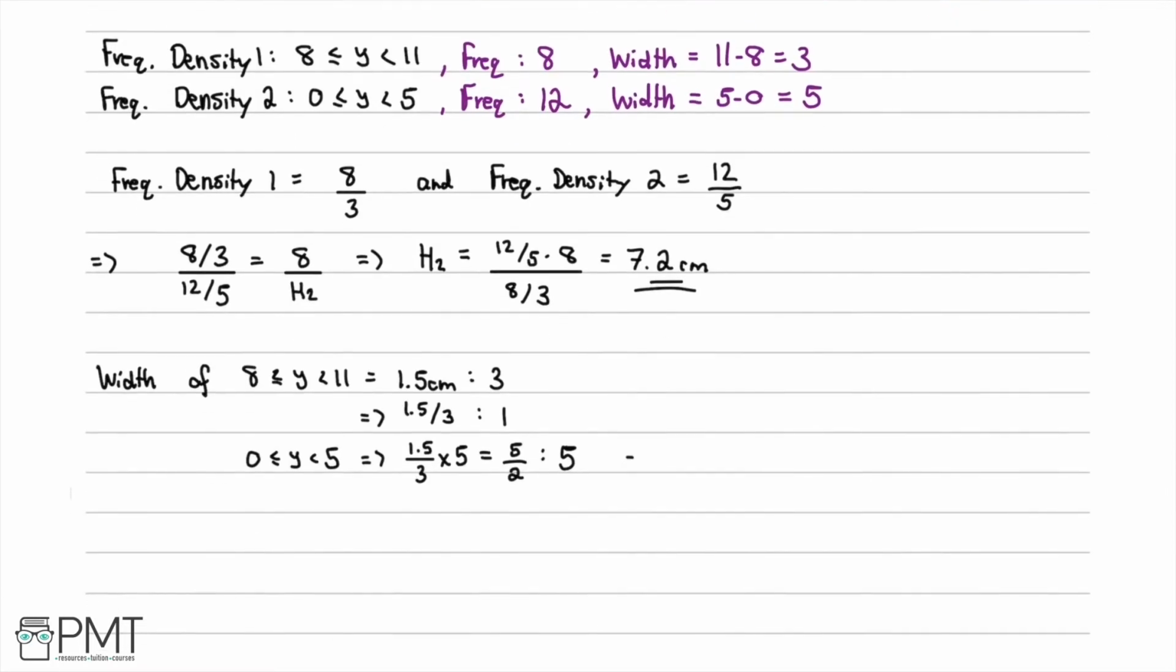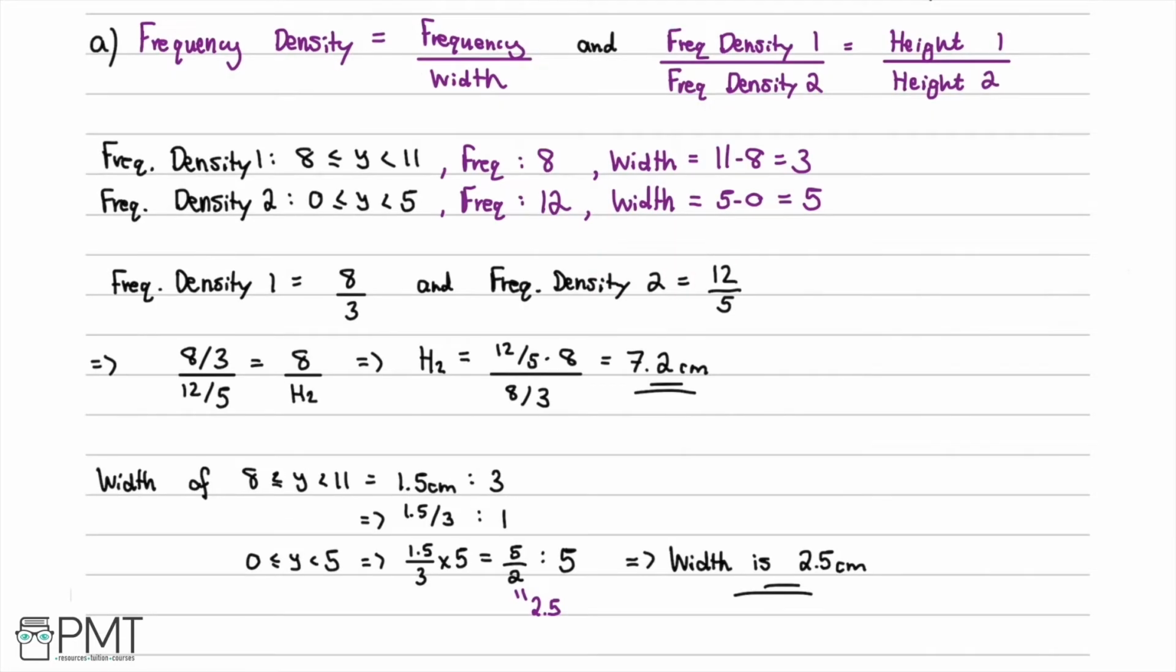So therefore, we can conclude that the width is 2.5. So we know that 5 over 2 is equal to 2.5. So therefore the width is 2.5 centimeters. And this goes along with our height of 7.2 centimeters.